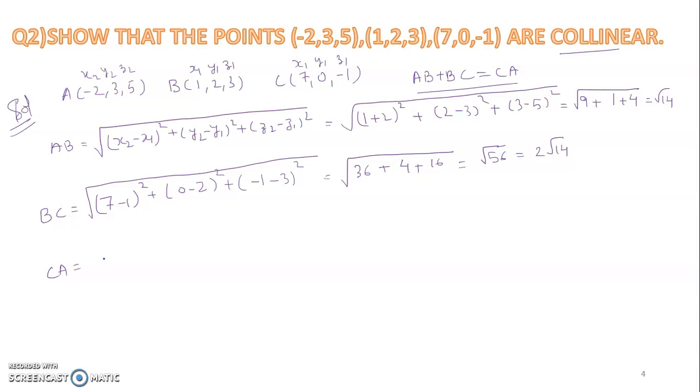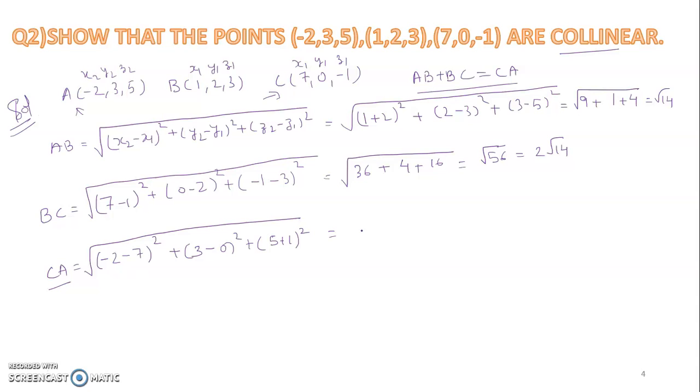So CA: (x2 minus x1) whole square, plus (y2 minus y1) whole square, plus (z2 minus z1) whole square. Now we're taking CA, so don't see B, only C and A. Okay, students, now see we are solving for CA, so don't check for B. The coordinates you will take of this point C and A. Alright, so solve this now.